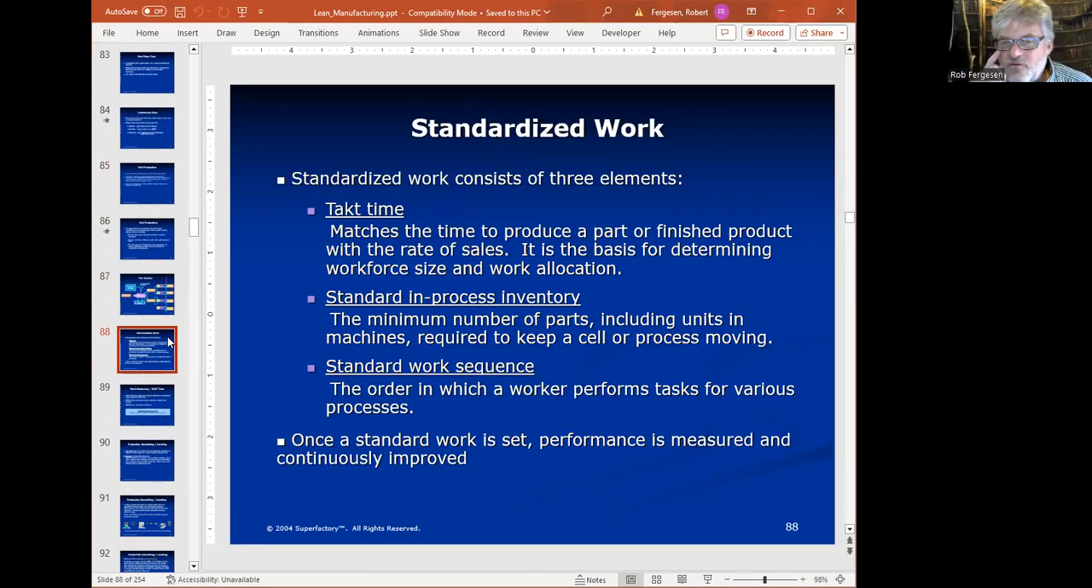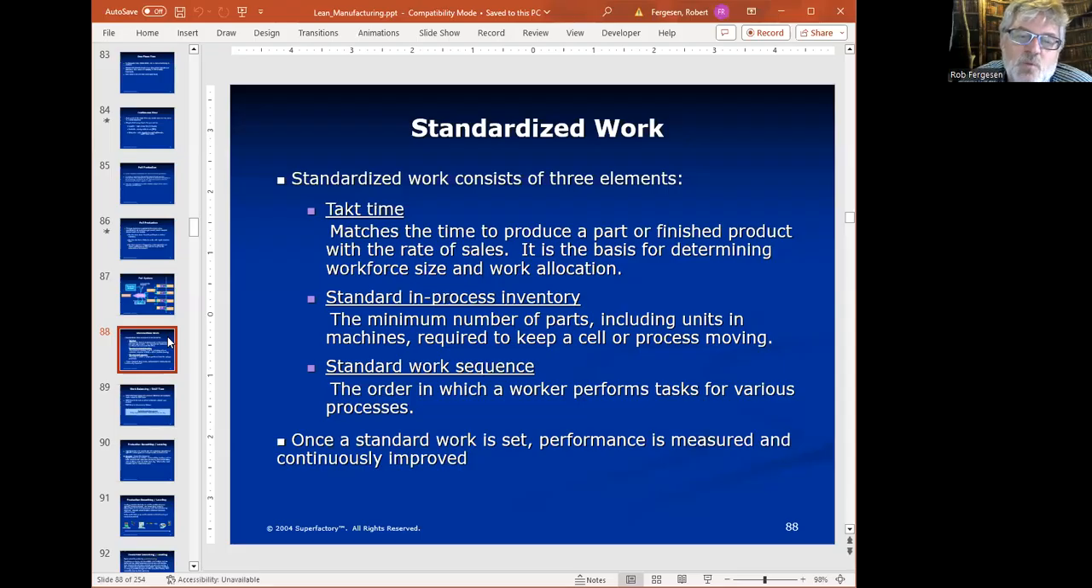And we're going to get down to standardized work. There's a couple of key terms in here that we're going to have to remember. Takt time, T-A-K-T, takt time. That's the time to produce a part or finished product with the rate of sales. It's the basis for determining workforce size and work allocation. So takt time is how many minutes it takes you to produce that part, or hours or days.